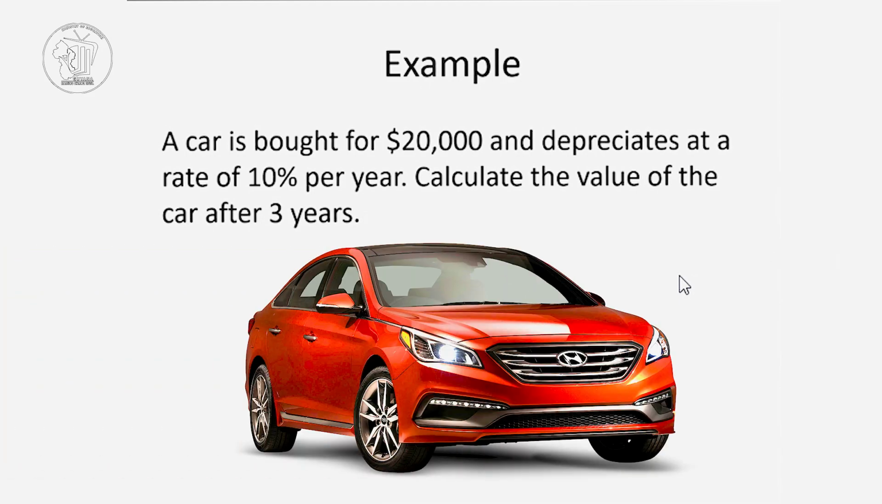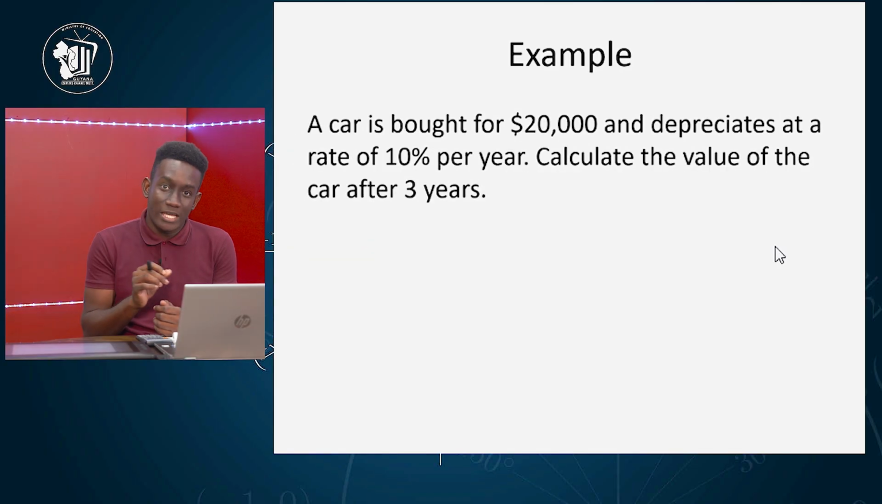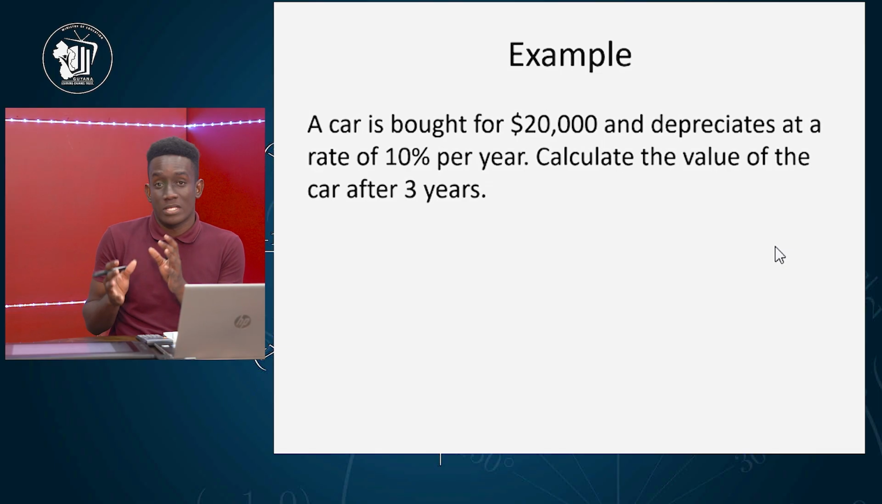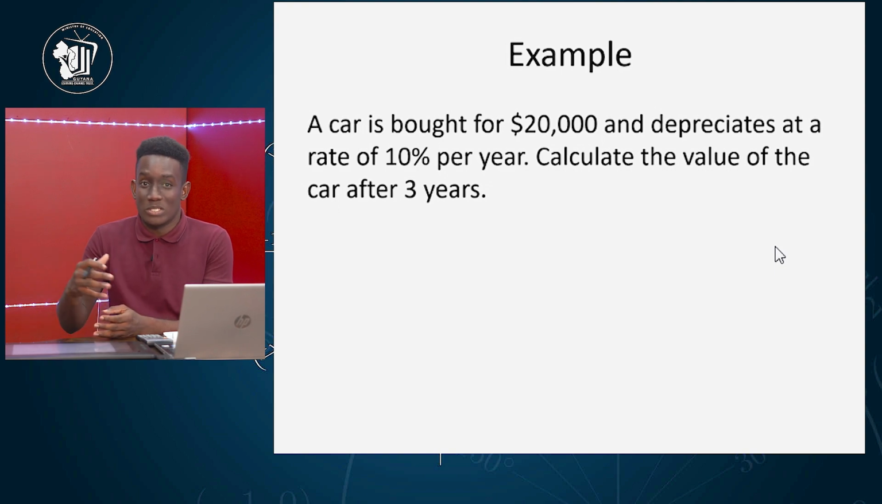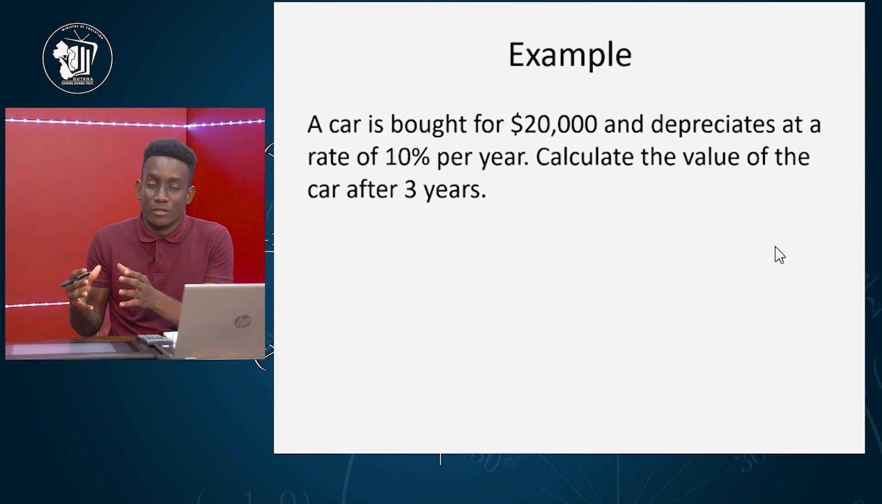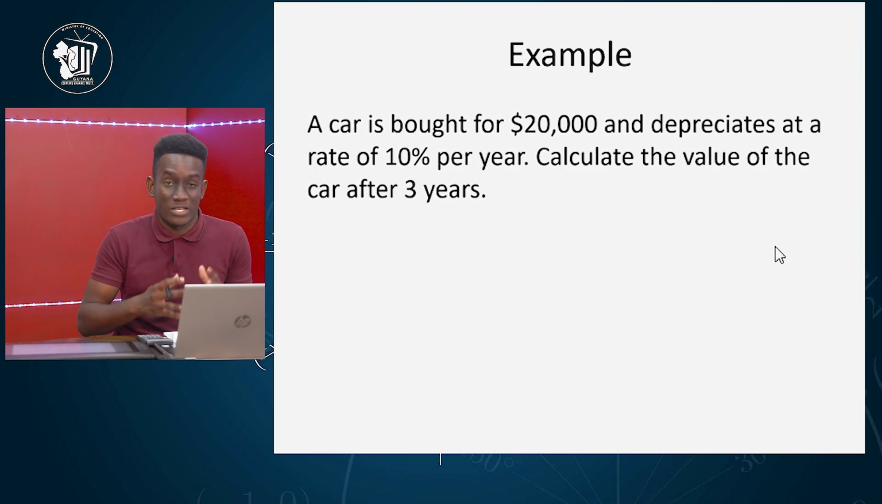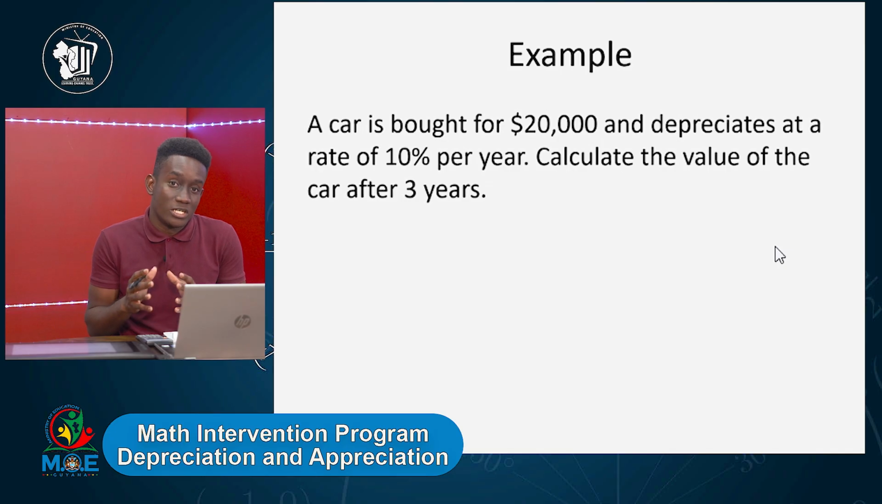The first example is a car is bought for $20,000 and depreciates at a rate of 10% per year. Calculate the value of the car after 3 years. We can actually work this question without the formula. We can first find 10% of the 20,000 and subtract that answer from the 20,000, and that will be the cost for the car after 1 year. Then we find 10% of the new cost, and we subtract that, and that will be the cost after 2 years. Then we find another 10%, and we subtract that, and that will be the price of the item after the 3 years. But that is a long process. If we want to find how much the item costs after 1 year, we can do that approach. But for this one, we want to use the formula.